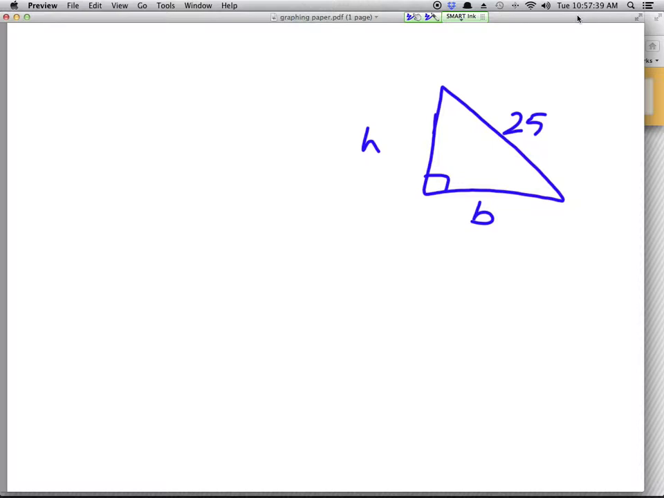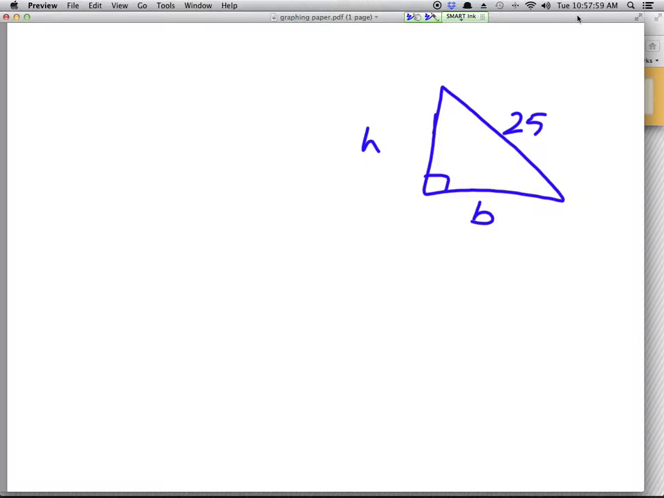Maybe it has R on there. I don't know why it says R. All right, so let's go back and read. It says the ladder is 25 feet long, leaning against the house. The base of the ladder is being pulled away from the house at a rate of 2 feet per second.